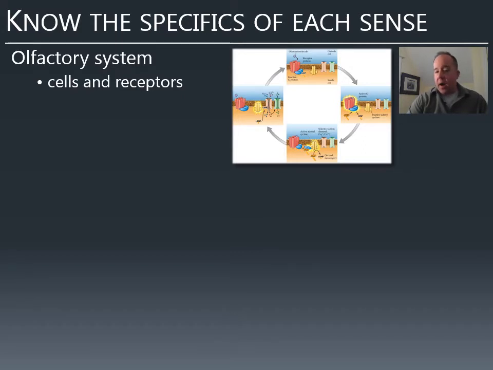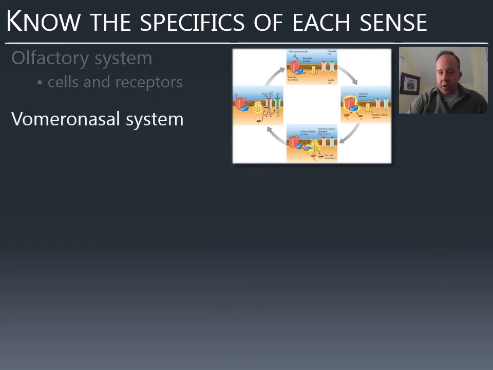An odorant binds to the receptor. That receptor changes its shape. It sends chemical messengers that open up ion channels. And so that's how we get from the presence of an odorant to the release of neurotransmitter.